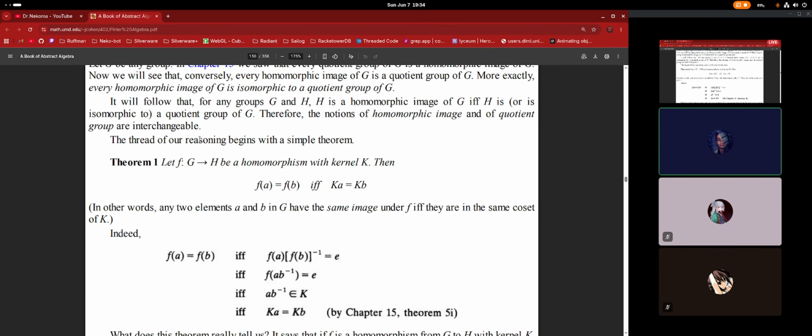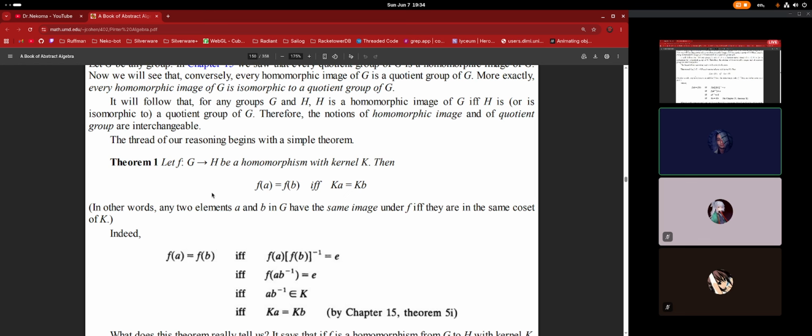Let f be a function from G to H, a homomorphism with kernel K. So kernel, I read a couple chapters before, and I just reminded myself. The kernel is a subset of elements which, when you apply f, go to the neutral element, right? Then f of a equals f of b if and only if Ka equals Kb. In other words, any two elements a and b in G have the same image under f if and only if they are in the same coset of K.